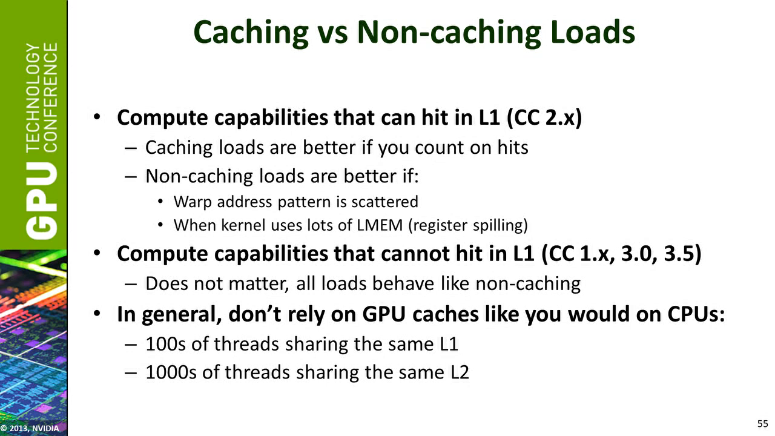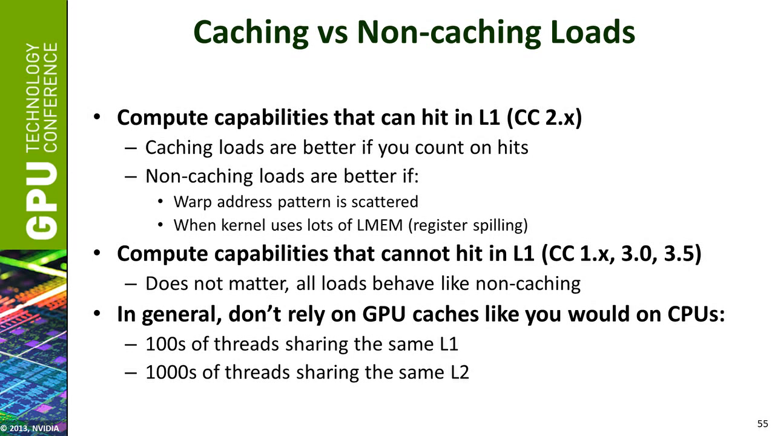So if you want to give the compiler more leeway so it can restore registers out of L1 cache rather than going all the way to L2 or DRAM, by using non-caching loads, you do less pollution of L1 for the compiler. And that's kind of in Kepler. It was deemed to be an overall benefit. Okay, so these are compute capabilities 1.x, so some pretty old GPUs, and Kepler 3.0 and 3.5.